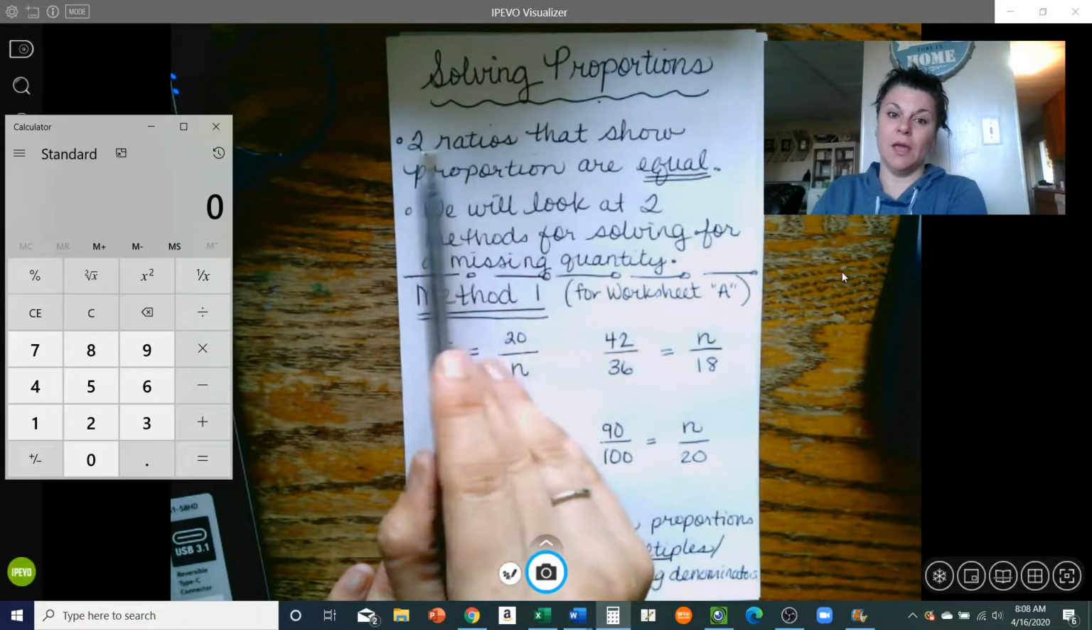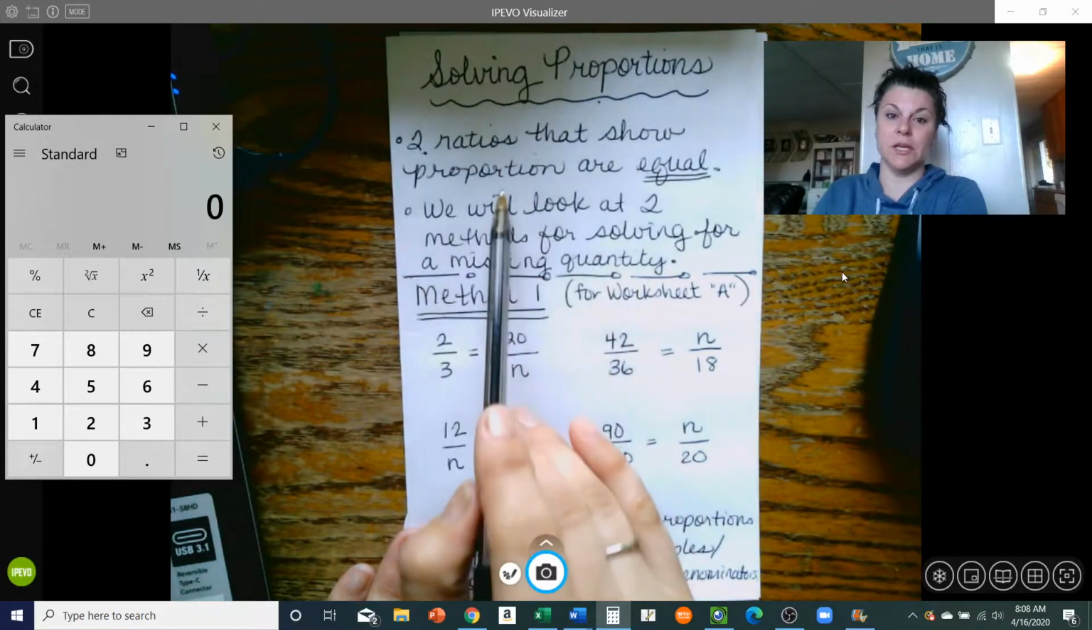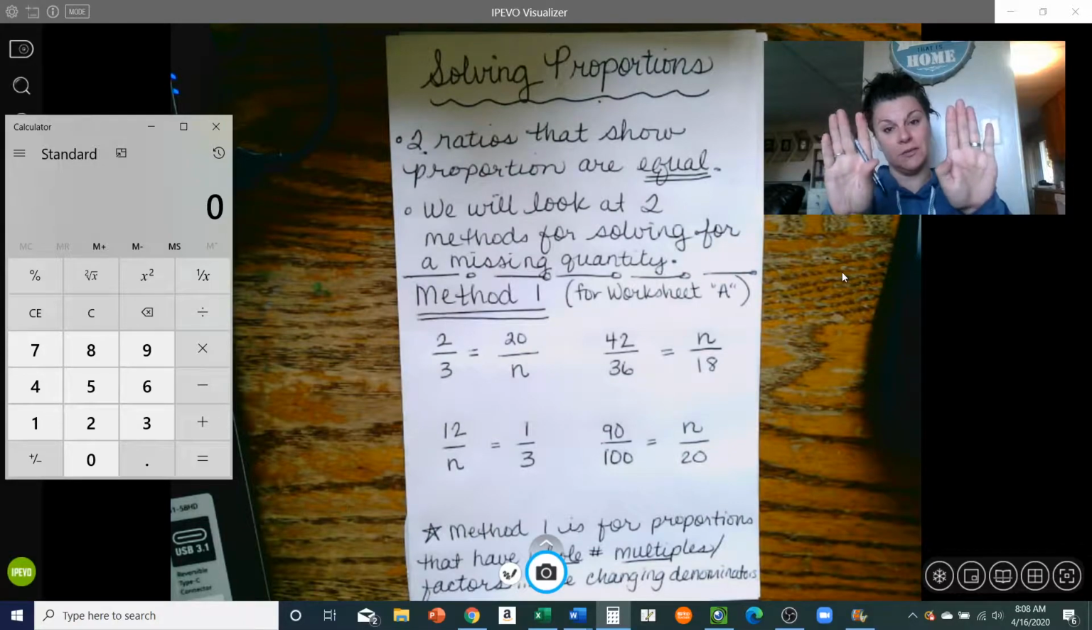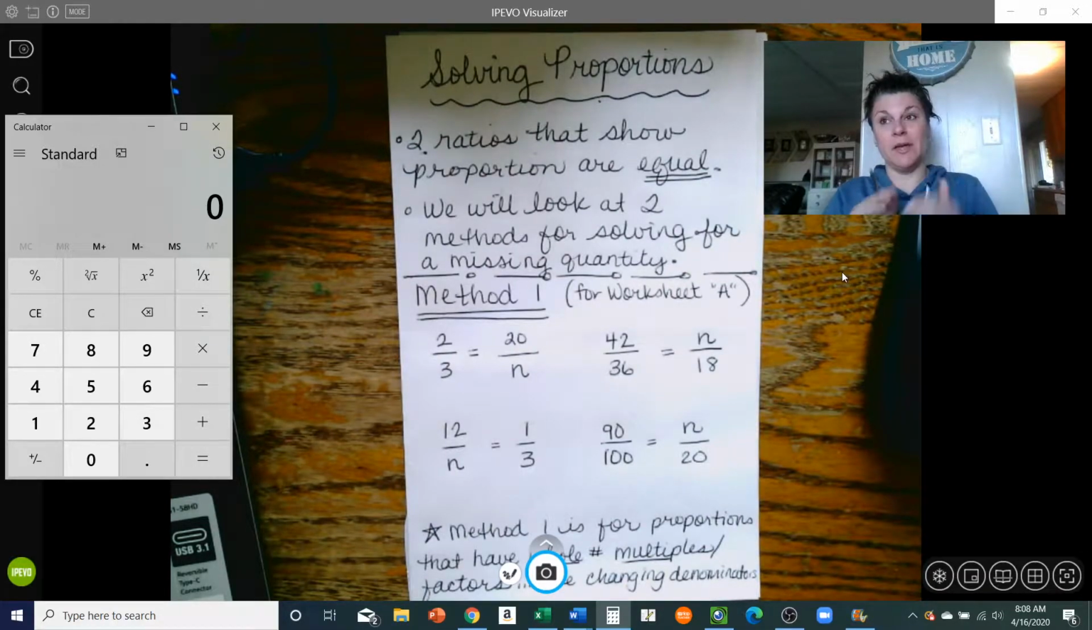So, proportion, okay, remember 2 ratios that show proportion are equal. So if I have 2 fractions that are equal to each other, that's showing a proportion. So we solve proportions when we have 3 pieces of information and we're missing the 4th quantity. Okay? That's the key. Solving a proportion means that there's a piece of information missing, and it can only be one. We have to have 3 pieces of information.